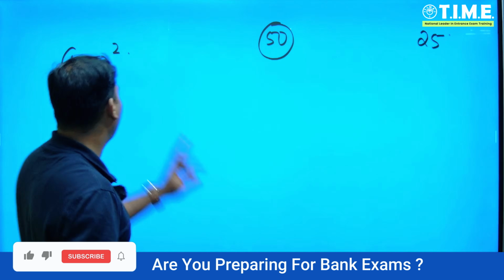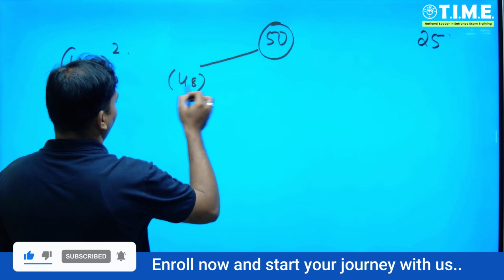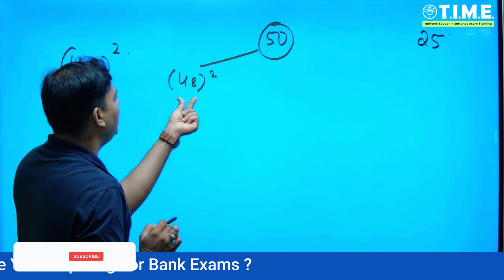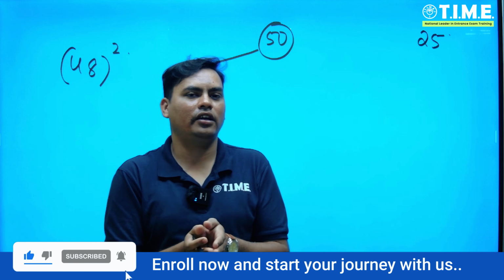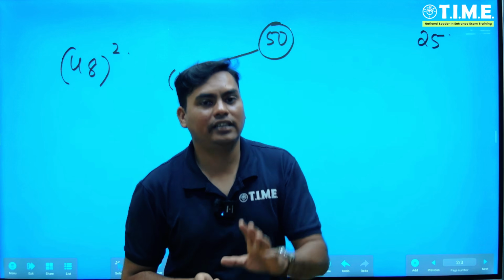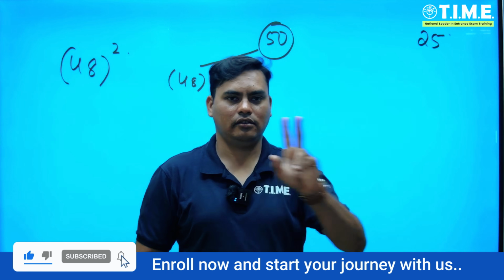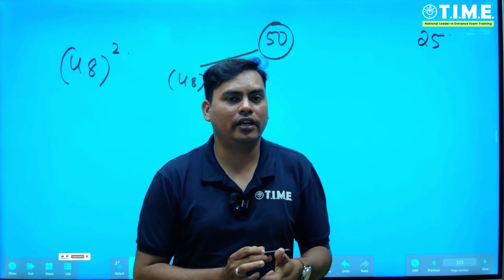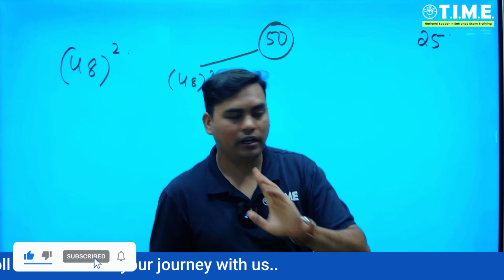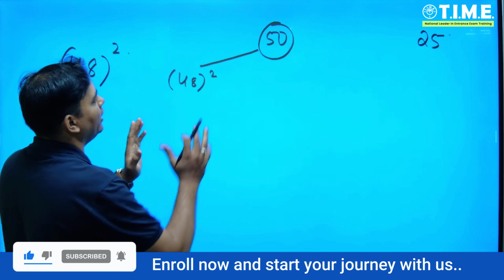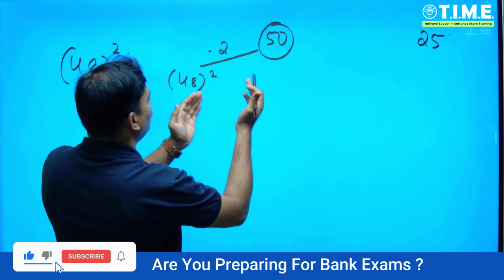Now suppose I want to find 48 square. If you observe, this 48 is near to 50. Is it more than 50 or less than 50? Less than 50. When it is less than 50, I will be subtracting. When it is more than 50, I will be adding. Remember that. Now, how much is 48 less than 50? That is 2. So 48 is 2 less than 50.